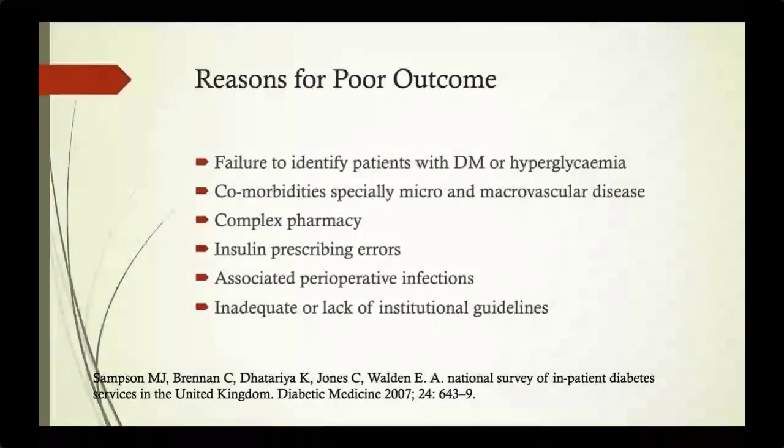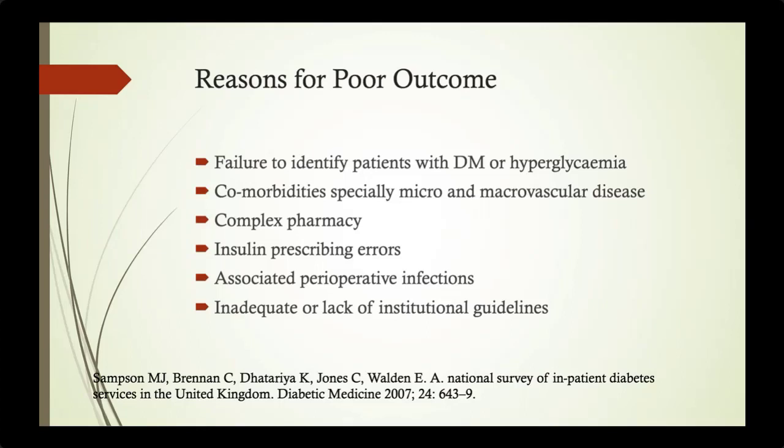The reasons for this poor outcome are multifactorial, to be fair. Part of it is failure to identify the patients with diabetes or hyperglycemia. That's very rare nowadays because we monitor these patients quite thoroughly, but it happens. Comorbidities with micro and macrovascular disease, as we all know, and they have a complex pharmacy. Even in Western countries, insulin prescribing errors still happen, and that constitutes at least one minor factor in the reasons why they have the complications.